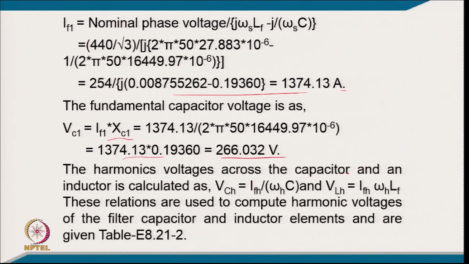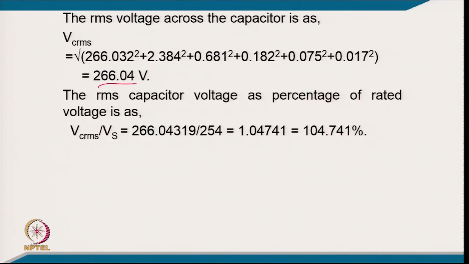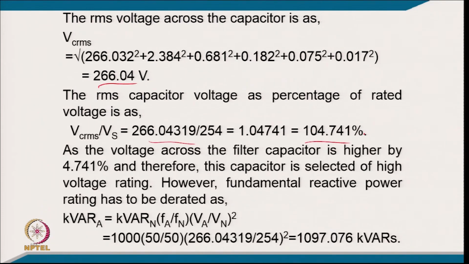266.032, and the harmonic voltage across the capacitor and inductor is reduced to VSCH, and from this you can find the value. Typically the capacitor voltage comes to 266.04, and the RMS capacitor voltage percentage of this is hardly 104.74. So, only 4.7% extra voltage is there across the capacitor. So, the voltage across the filter capacitor is higher, only 4.741%, and therefore this capacitor is selected with a high voltage rating.